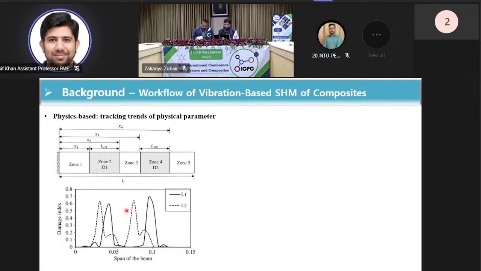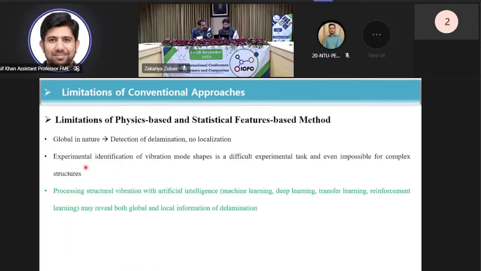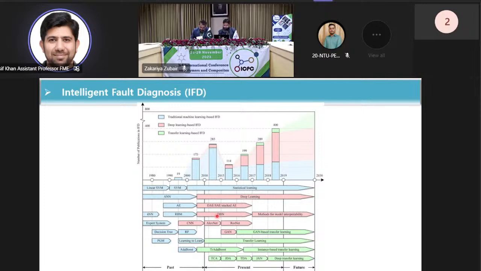For example, they are good enough for delamination detection, which means for the global assessment of damage, but they are not good enough for the localization of the damage. And although modal analysis or mode shape measurement has been successfully employed for damage localization, as field experts, we know that measuring the mode shape experimentally for a complex structure is simply not possible. So, if we can analyze the structural vibration with artificial intelligence, which is really intelligent in processing different complex patterns in the signals, we may extract both the local and global information from the structural vibration. Because of the time limitation, I will skip some of the slides.